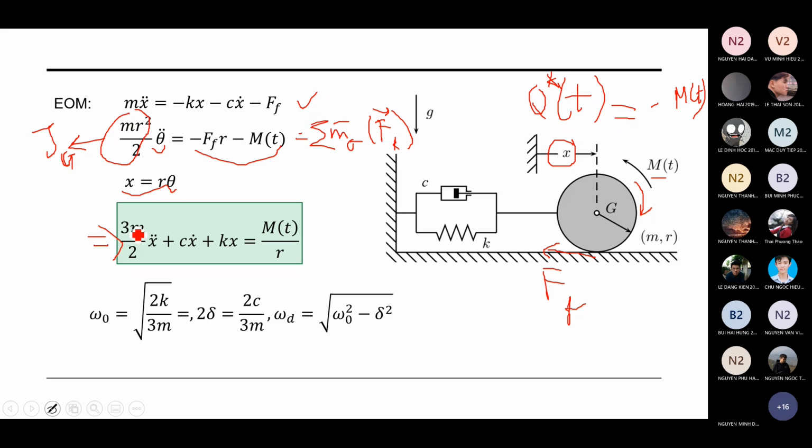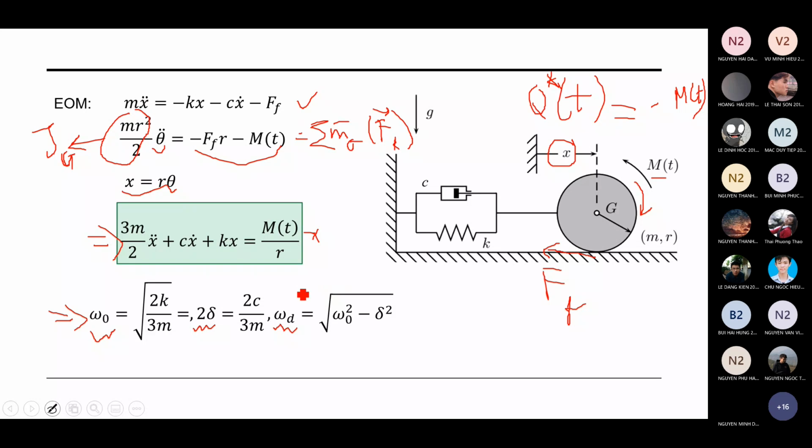Okay, so after we have the equation of motion, then you can calculate some parameters of this vibration system. Here we have the natural frequency, and this is the damping ratio, sorry, and this one is the damping frequency.